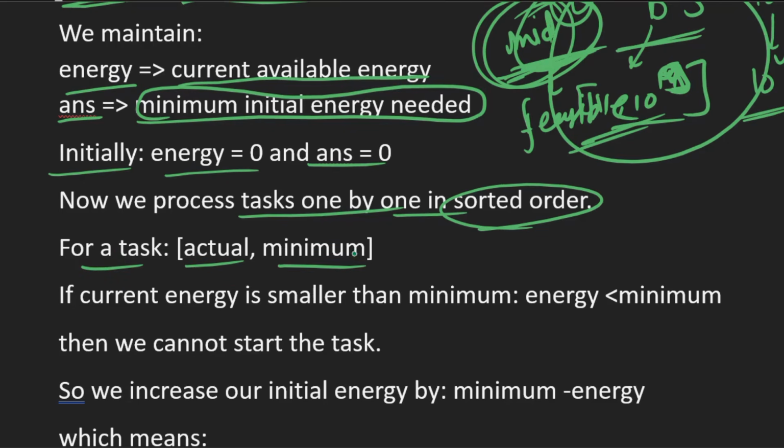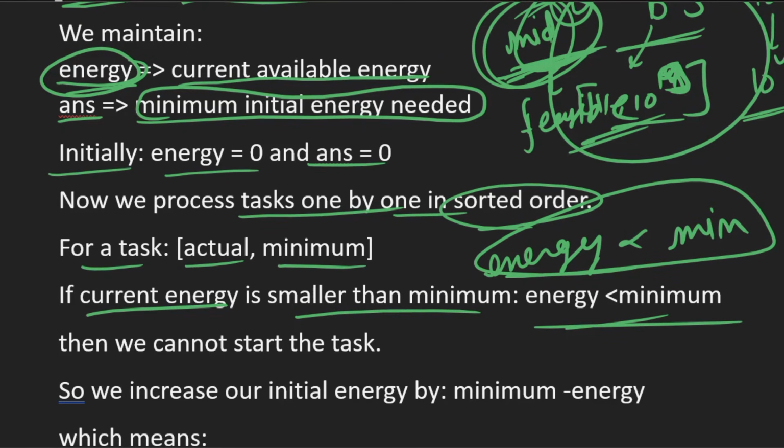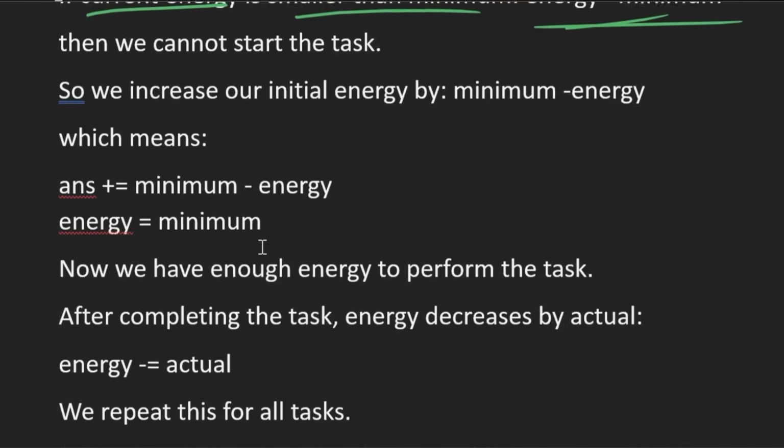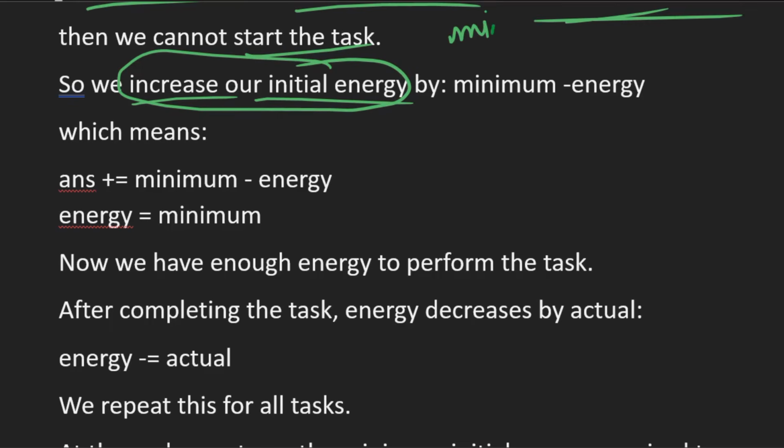For every task we have two things, actual and minimum. Now if our current energy, stored in the variable energy, is smaller than the minimum energy required by the task, that means we cannot start the task, and we have to increase our initial energy. So by how much do we have to increase?